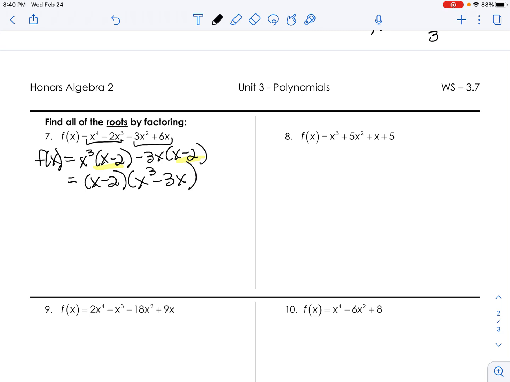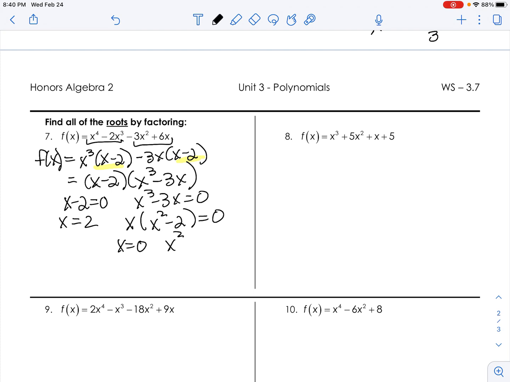What do we do now? We set each one of them equal to 0. So x minus 2 equals 0, and x cubed minus 3x equals 0. This first one is easy, x equals 2. The second one involves more factoring. We can additionally pull out a GCF of x with x squared minus 3. Therefore, we have x equals 0 and x squared, oops, that should be a 3, minus 3 equals 0. Finishing it off, x squared equals 3, x equals plus or minus root 3.